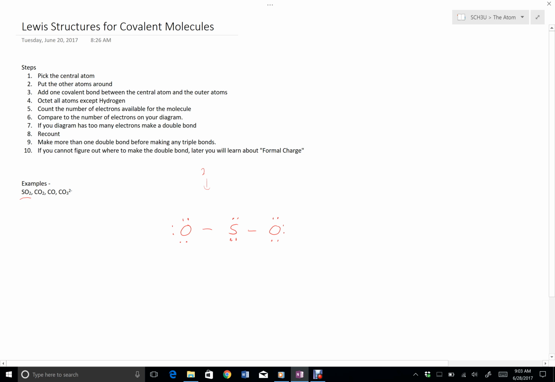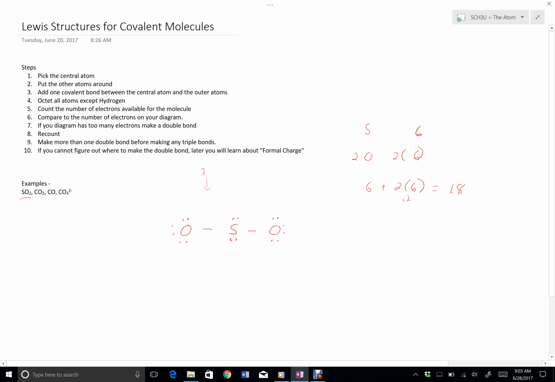Okay. Count the number of electrons available to the molecule. So here, what we're doing is we're considering the number of each kind of atom as well as the number of valence electrons it has available to contribute. So sulfur has 6, and oxygen has 6, and there are 2 oxygens. So we get 6 plus 2 times 6, which is 12, which makes the whole thing 18.